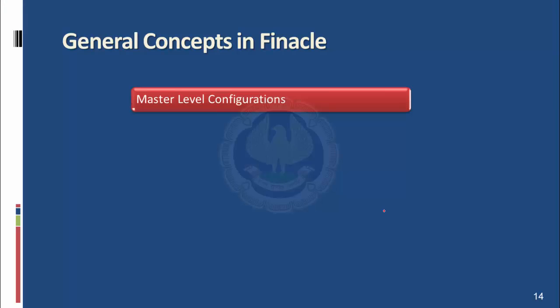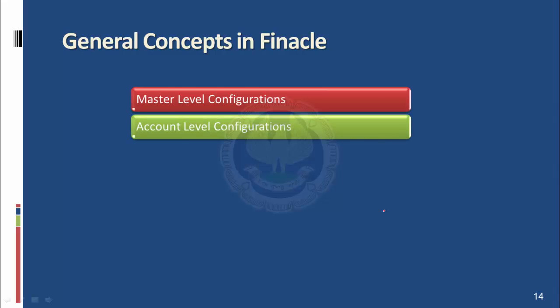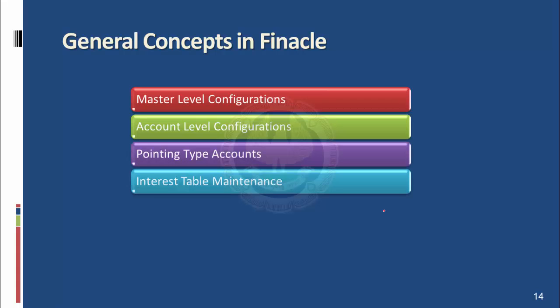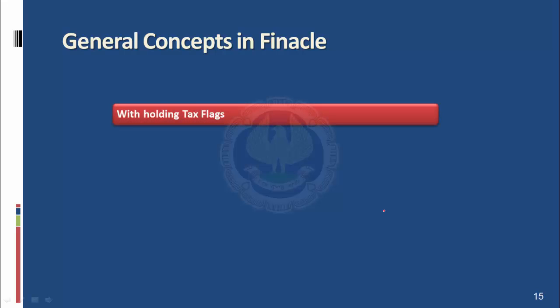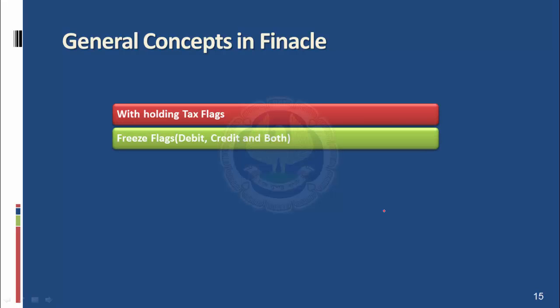Yeah. This is about master level configuration and account level configuration. We have tried to understand through the screenshots. Now let's try to move on into the next concept. We have also understood this withholding tax flags in the account master level configuration. We have understood the exception level controls here.